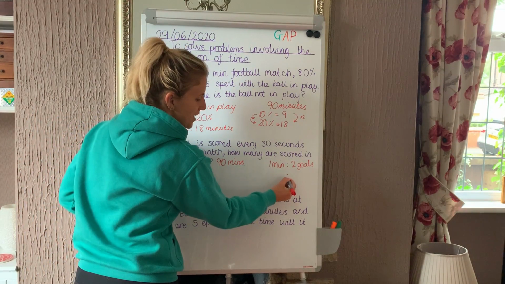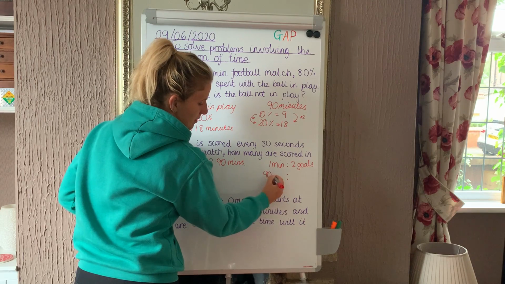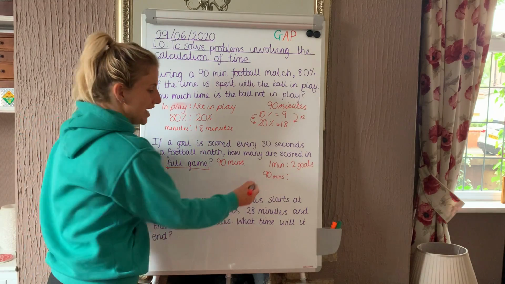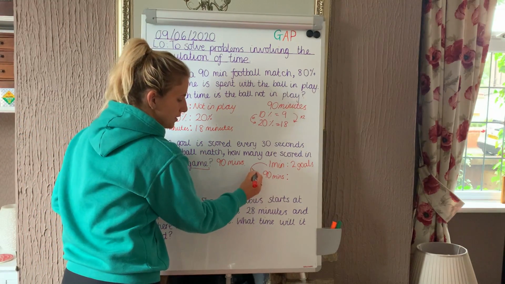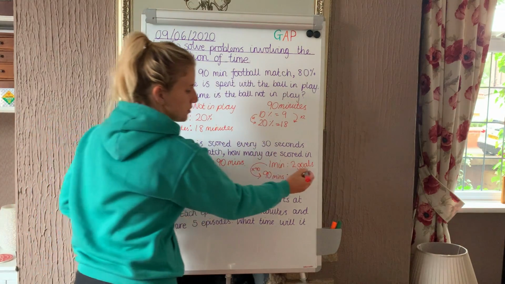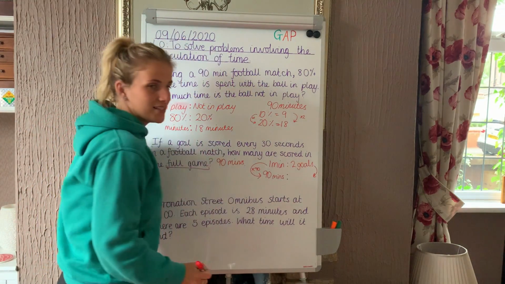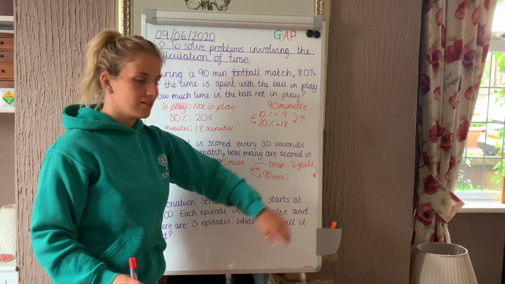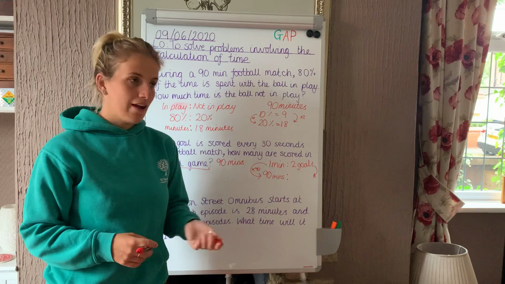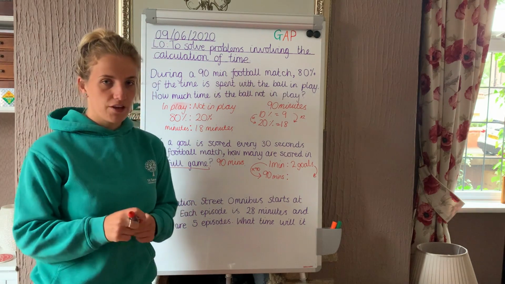Therefore, for every 90 minutes, how many goals are scored? Again, what have I done to the 1 to get 90? I've just times it by 90. So what do I do to the 2? I times it by 90. Pause the video and calculate that for me. 2 times 90 or 2 times 9. Therefore, you'll know what 2 times 90 is. Off you go.